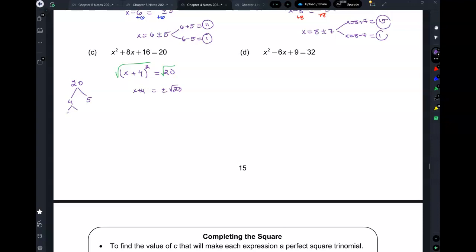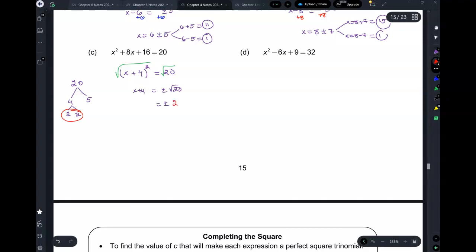Here we get 2 and 2, correct? So remember, whatever has a partner can come out of jail, right? So this is plus or minus. Those 2's escape, and that lonely 5 stays in there. Right? So now what am I going to do with the 4? Minus 4, minus 4. X is negative 4 plus or minus 2 root 5.